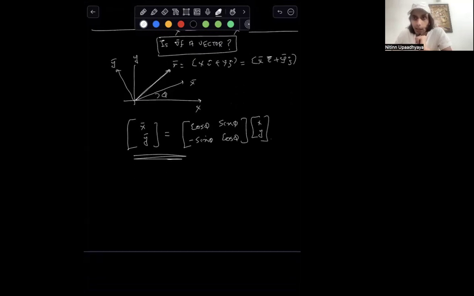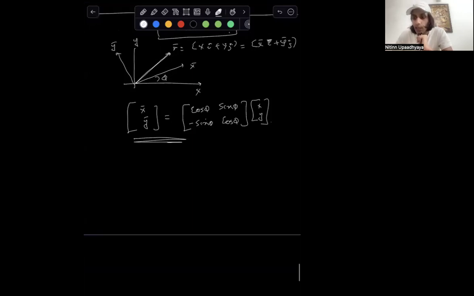So we ended our last module with the question of whether the gradient, which is the del operator applied on a scalar function, is a vector. And the way for us to check this is to see whether, if you were to perform a coordinate transformation, say a rotation by an angle of phi, the gradient also transforms in the same way as the position vector.